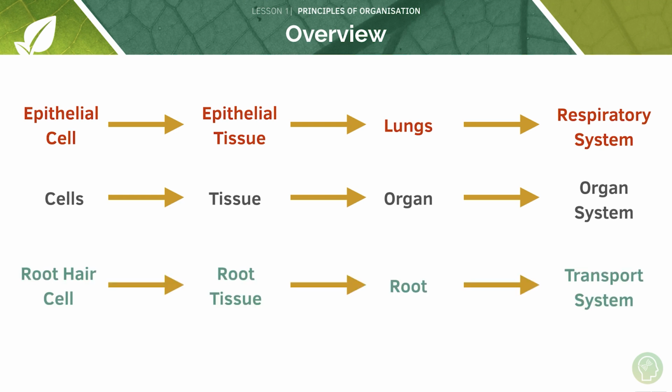Now let's look at a plant example. So the root hair cell is our specialised cell. The root tissue is many root hair cells that come together. The root tissue itself forms the root, and the root forms part of the transport system. So again, we see this hierarchy going from small over here to large over here.